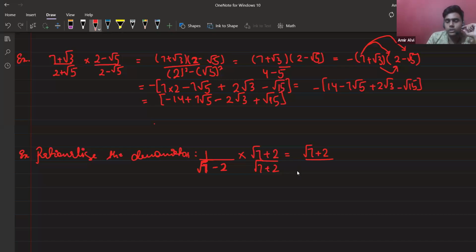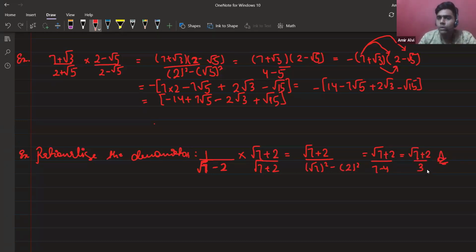Simrat, I think your connection is weak. So now this is our a. Now root 7 square minus 2 square. Yes or no? Root 7 plus 2 divided by 7 minus 4, which is root 7 plus 2 divided by 3. So this is the answer, Simran. What is there which you are not able to solve? I got stuck at what to do after I wrote root 7 plus 2 by root 7 square plus 2 square. Okay, no issues.